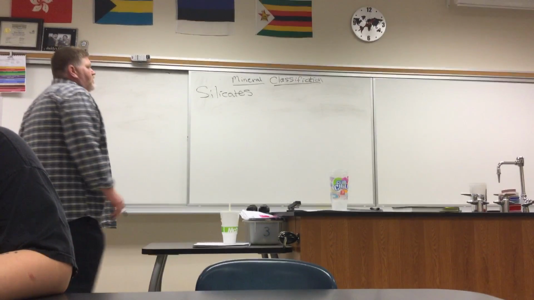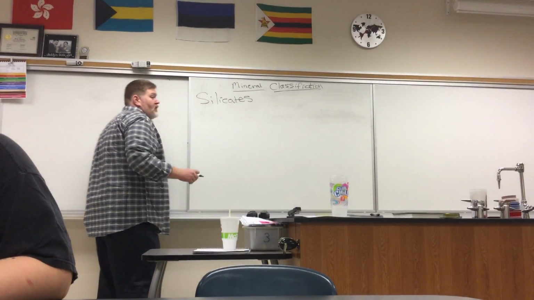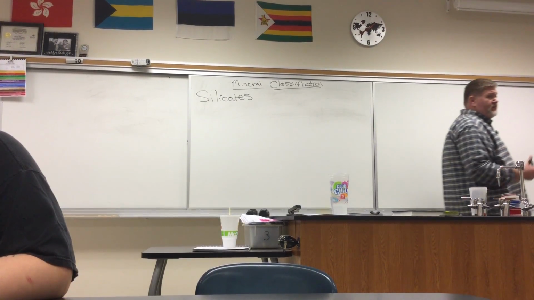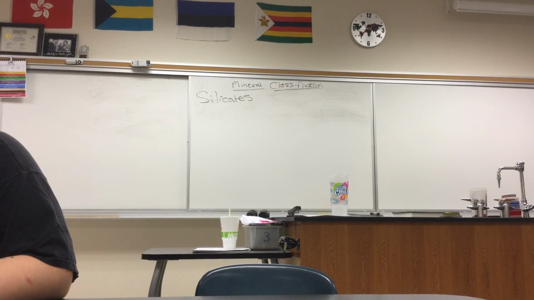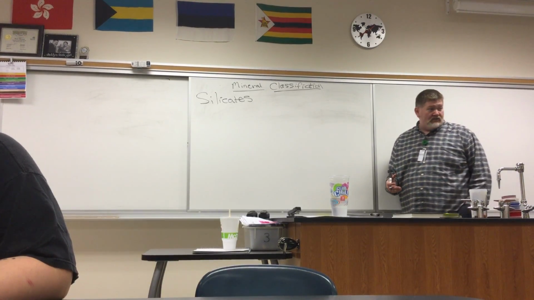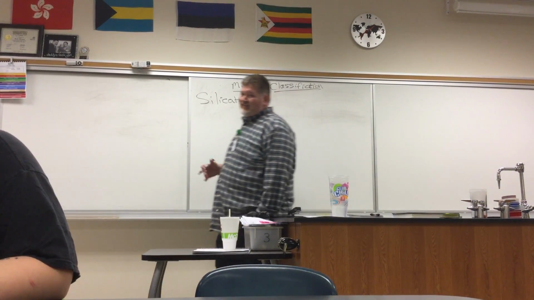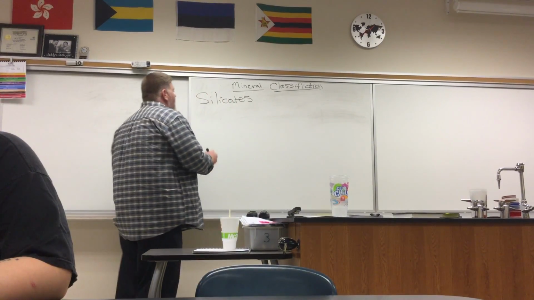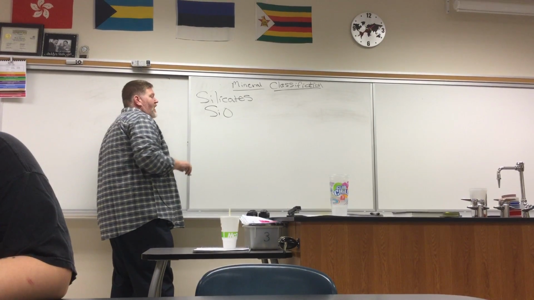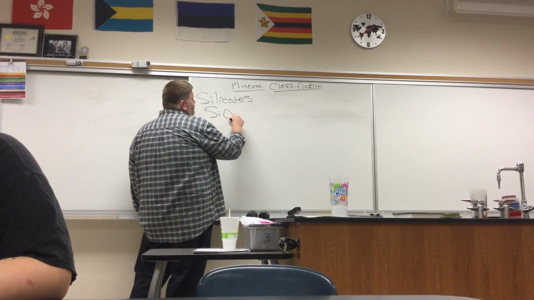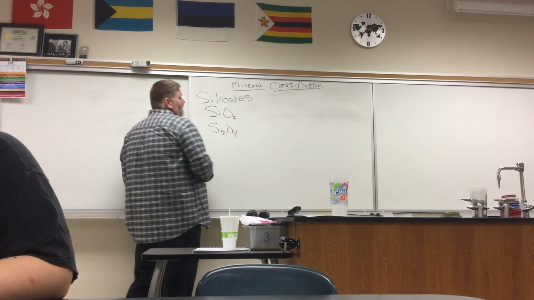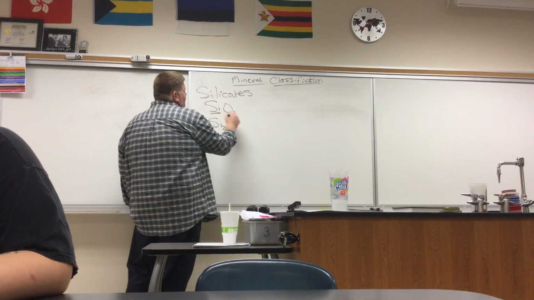Silicone. The most abundant element on Earth in the Earth science world is silicone. Do you know what the second most abundant element is? Oxygen. Because silicates are not just silicone. They have some number of silicone atoms bonded to some number of oxygen atoms. So it's SiO2. It could be Si2O4.